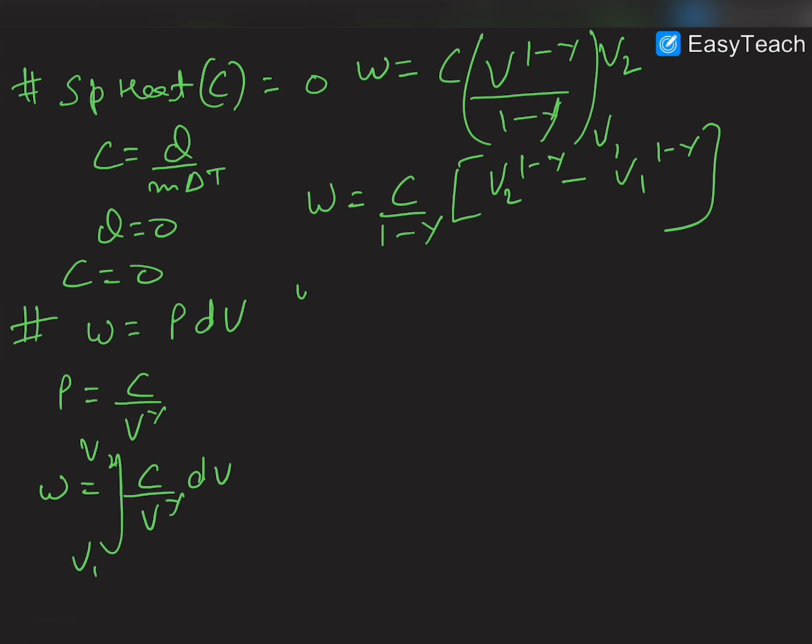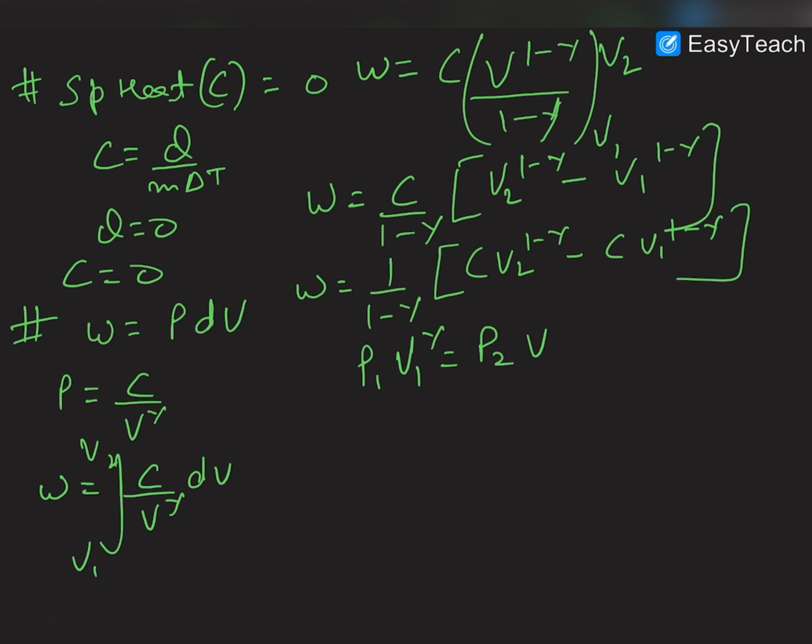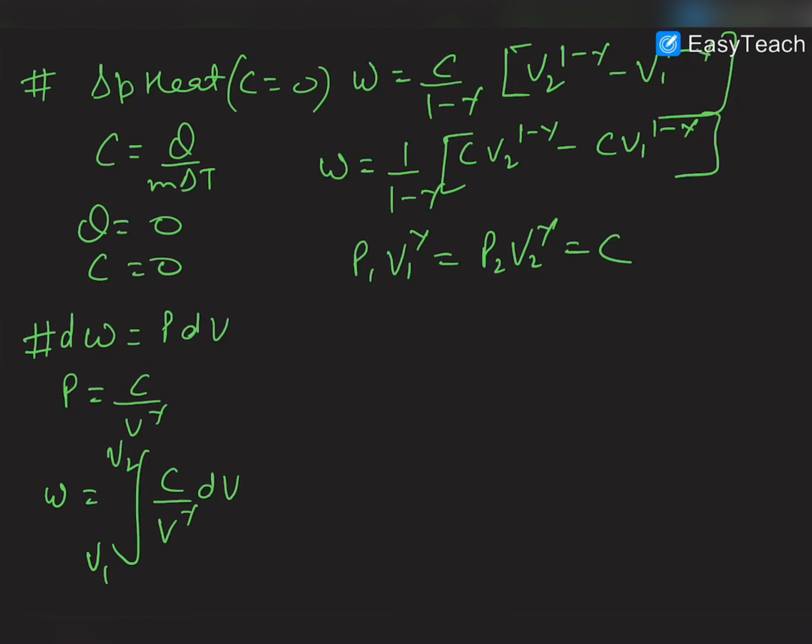Now let us multiply this C with both these terms. So this is 1 upon 1 minus gamma, and this is C V2 to the power 1 minus gamma minus C V1 to the power 1 minus gamma. And we know that P1 V1 to the power gamma is equal to P2 V2 to the power gamma, and that is equal to C. And now let us substitute the value of C in these two terms.